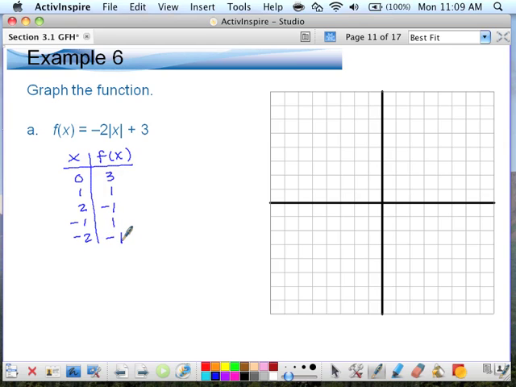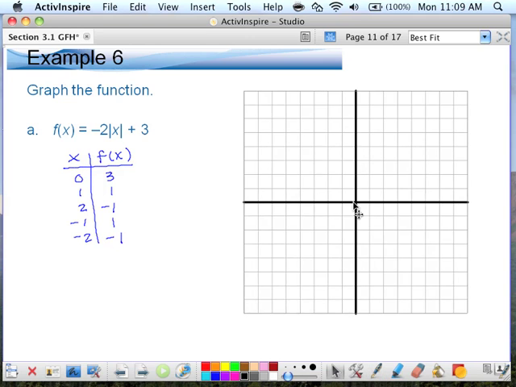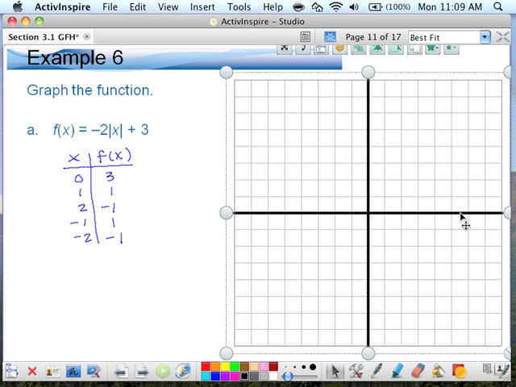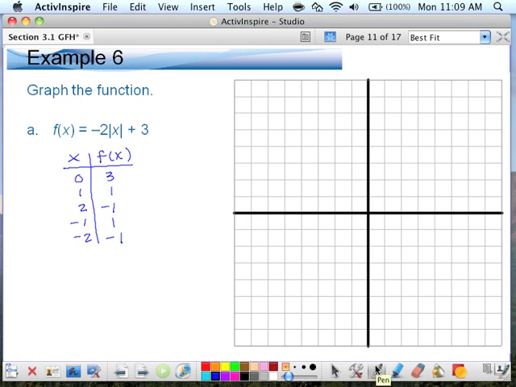So let's take a look at that graph. Over here, make it a little bit bigger so we can see it. I have the point 0, +3, and that's acting as my vertex. I have the point 1, 1, and 2, -1. Then I have the point -1, 1, and -2, -1. So there is my absolute value graph. Just what we were expecting. We've done that for a while, right?